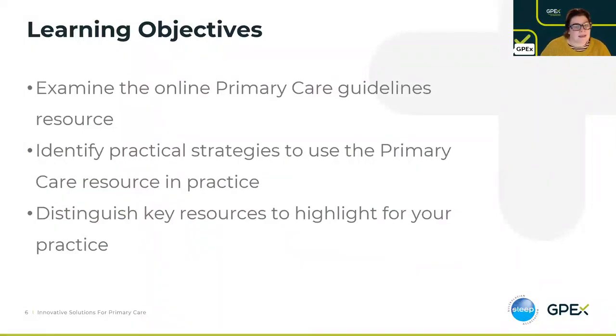Tonight's webinar is on the online sleep health primary care resources, and our learning objectives for this evening are to examine the online primary care guidelines resource, identify practical strategies to use the primary care resource in practice, and to distinguish key resources for you to highlight in your practice.